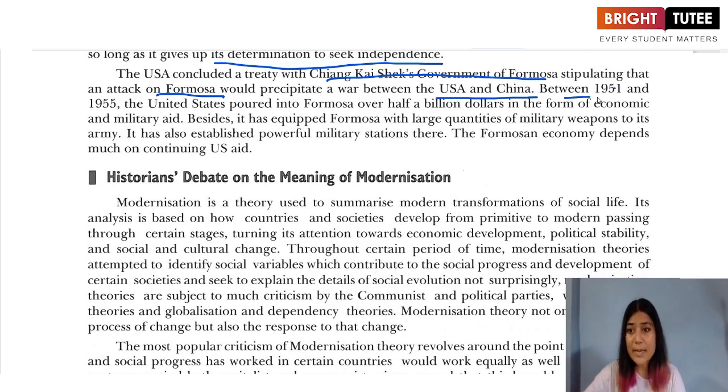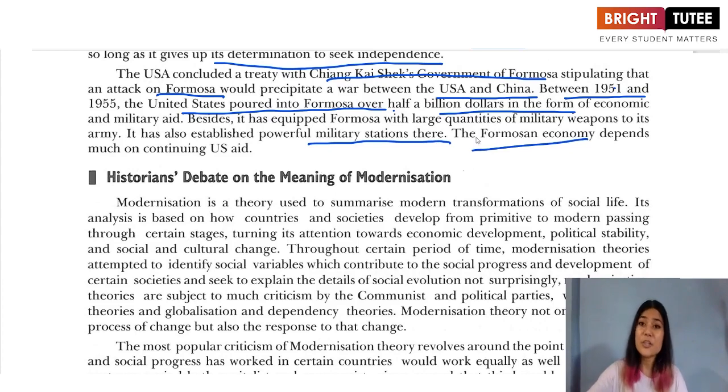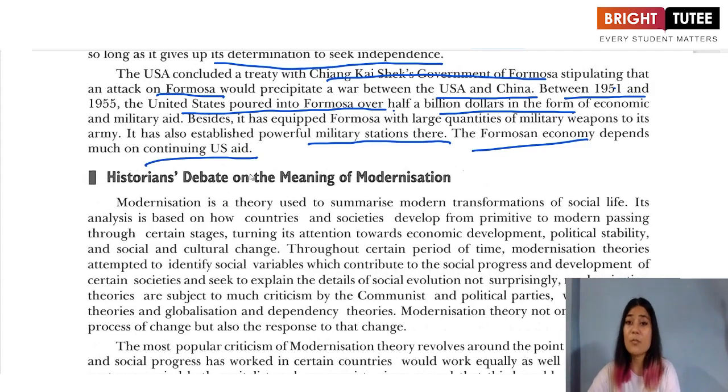Between 1951 and 55, the United States of America poured in over $500 million in the form of economic and military aid to Taiwan. So you can imagine the huge influence that the United States has over Taiwan. It also established powerful military stations there. And the Taiwanese economy continues to depend on the aid provided by the United States of America.